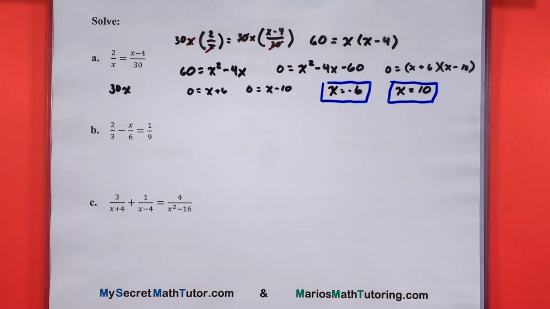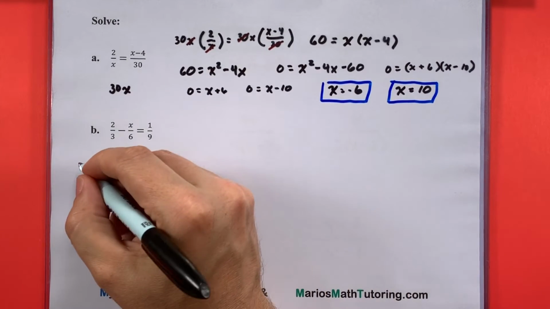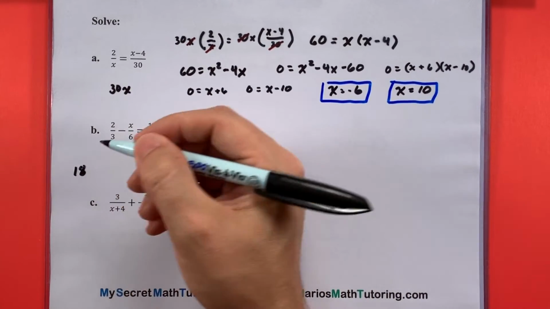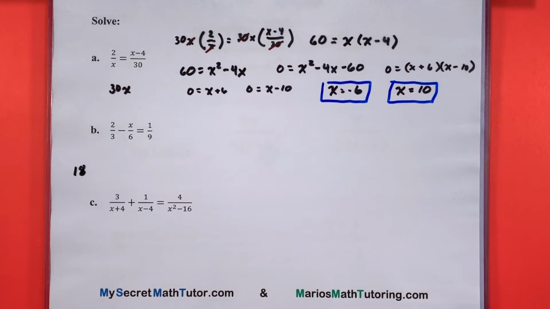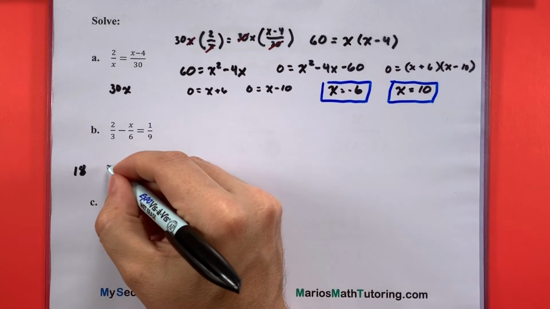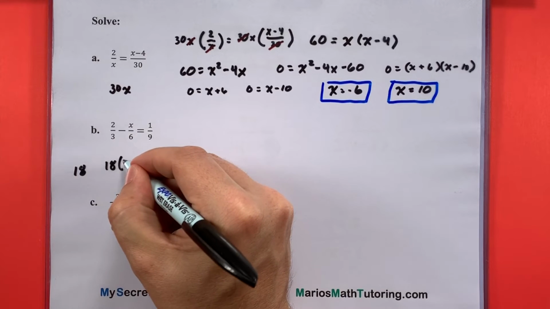All right, so let's see what we can do with the next one. I like that idea of a common denominator. It really clears things up quite a bit. So what's a good common denominator for the next one? Well, I think 18 would be a great common denominator. 3 goes into 18, 6 goes into 18, and so does 9. So if I multiply everything by 18, then we don't have to worry about fractions whatsoever.